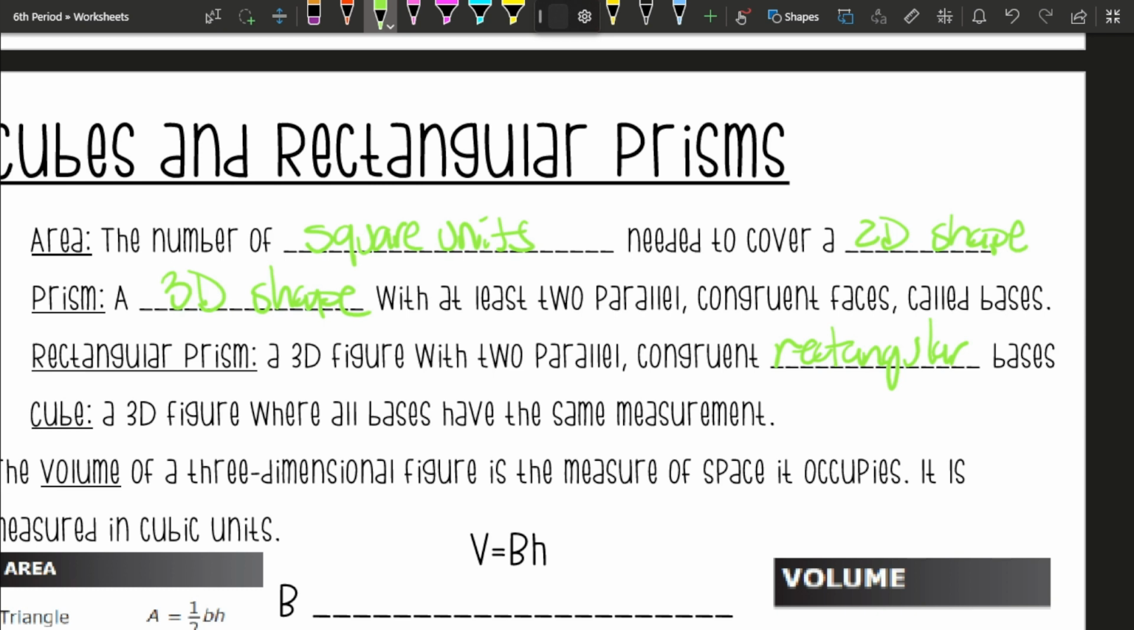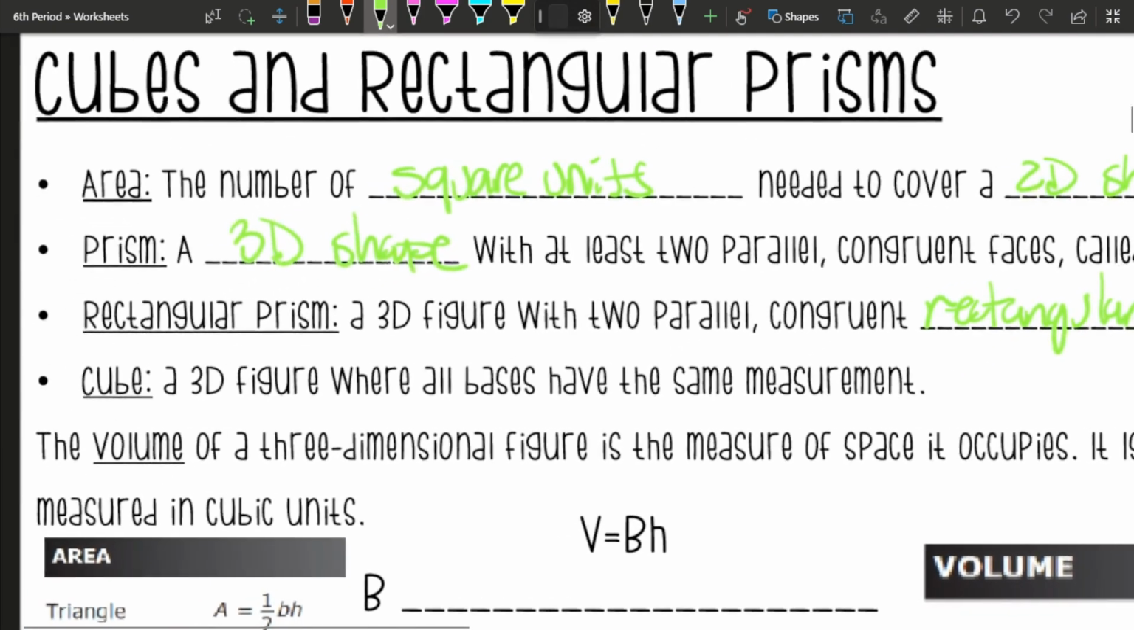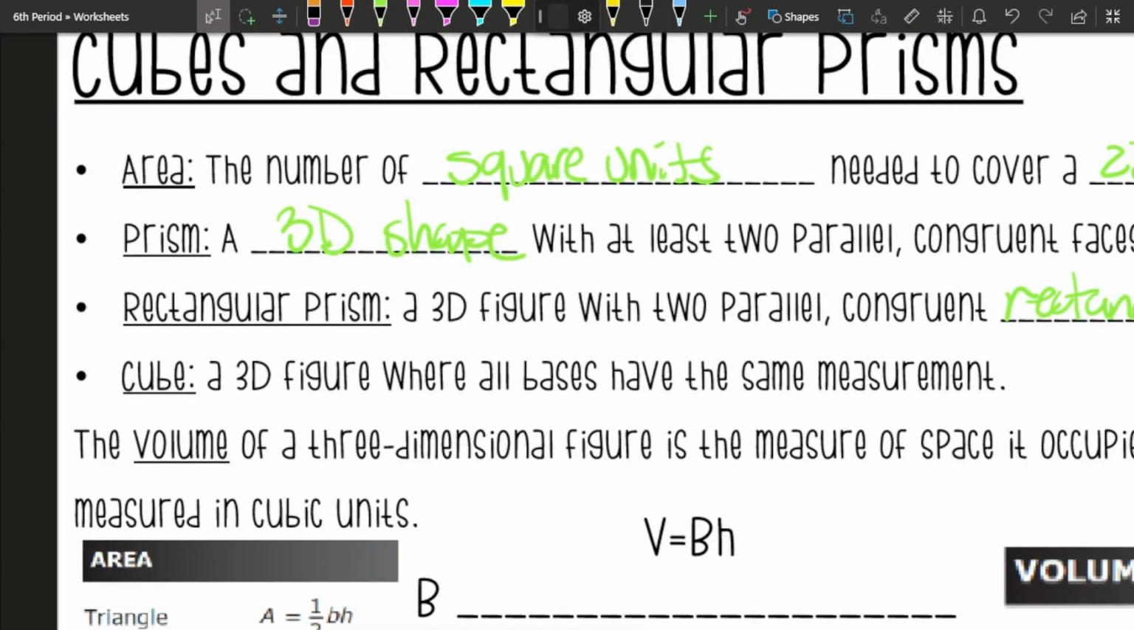Bases. And then it says a cube, a 3D figure where all bases have the same measurement. So if we think about a Rubik's Cube, if we look at any side, it's going to look exactly the same, except for the colors, of course, but it's going to be the exact same dimensions on any side, correct? So that's called a cube. You could say a square prism, kind of, because a square prism will have a square base, but the other faces will be longer. So a cube is specific: all 6 sides are exactly the same.